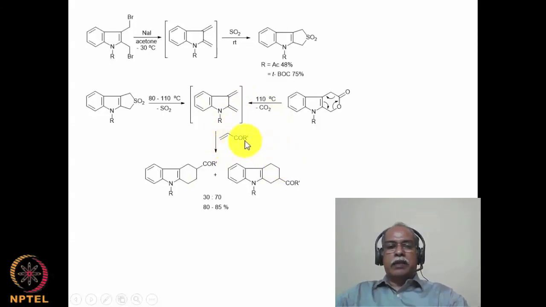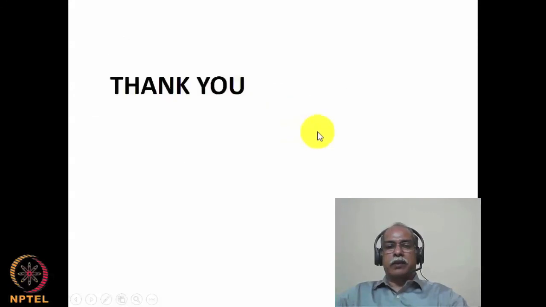That can be trapped by different types of Diels-Alder dienophiles. In this particular case, ethyl vinyl ketone is taken, and it undergoes the Diels-Alder reaction in a regioselective manner to give these two products in a 30:70 ratio, this being the major product in this particular case. So this is used for the synthesis of carbazole derivatives of this kind. The orthoquinodimethane of the indole can also be synthesized by heating this particular lactone. Carbon dioxide is eliminated in this process to give this particular derivative.